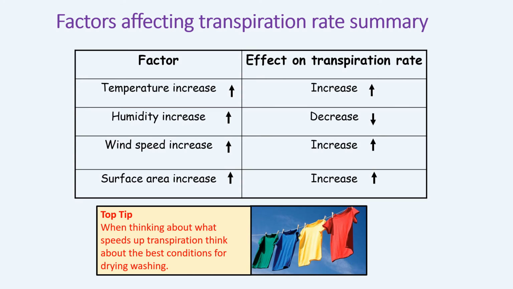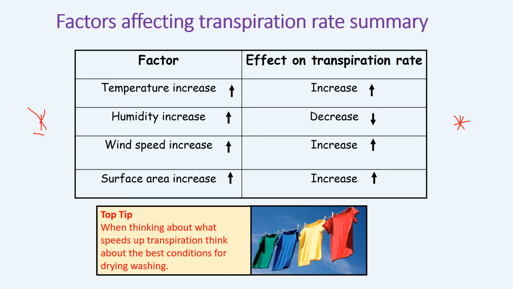So we need to know the summary table, and you will get asked about transpiration rates. So your factors affecting transpiration rates are temperature increase, and if temperature increases, the effect on the transpiration rate will be to increase. If humidity increases, then the effect on the transpiration rate will be to decrease. If the wind speed increases, the effect on the transpiration rate will be to increase. If the surface area increases, the effect on the transpiration rate will be to increase.